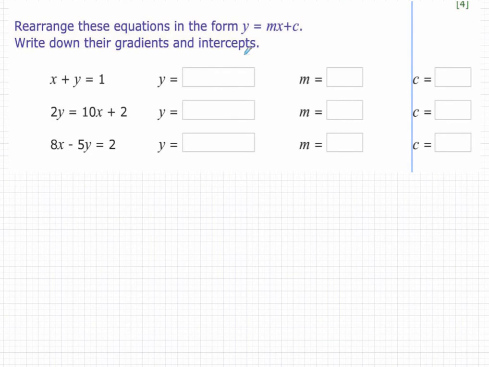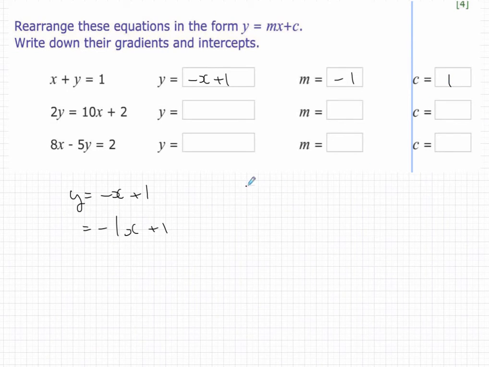Okay, so looking at the first one, we should have y is equal to minus x plus 1. Now that actually means minus 1x plus 1. Right, the answer is minus x plus 1. So the gradient is minus 1 and the intercept is 1.